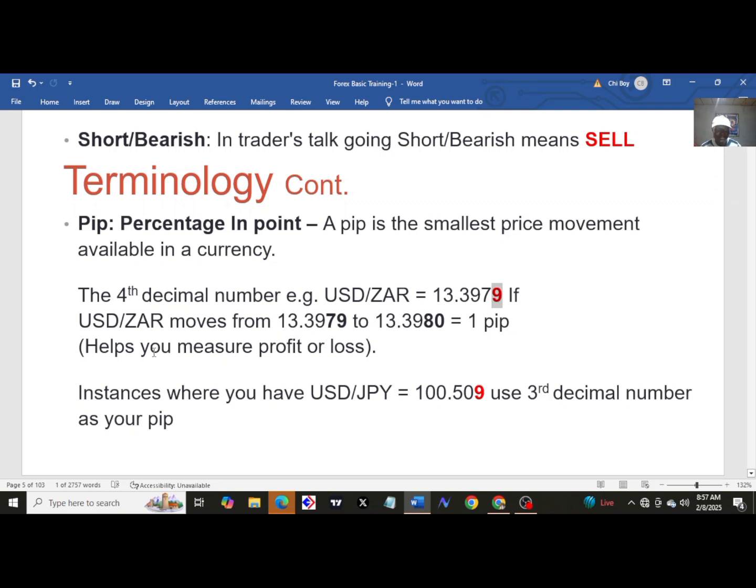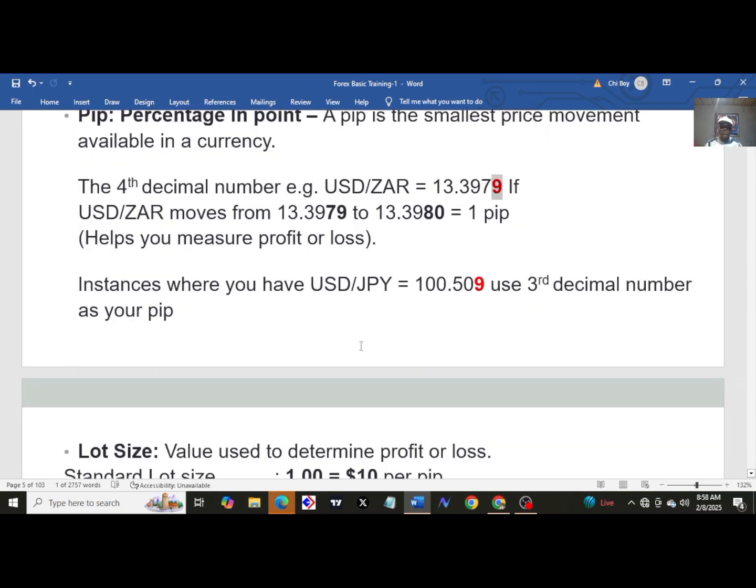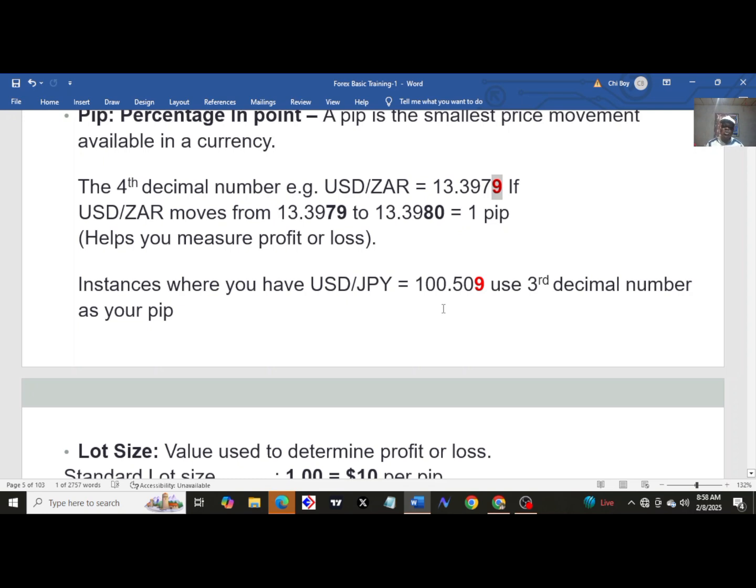This pip actually helps you to measure what? Profit or loss. That is the basis of measuring your profit or your loss. We want to look at another example before we go to the last chart. Another instance is USD JPY. When we have the United States dollar against JPY move from 100.509. We have 100.509.